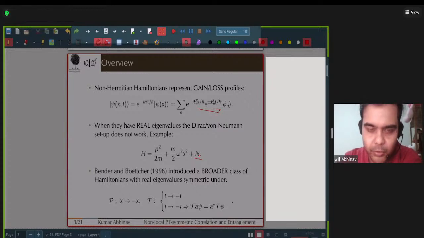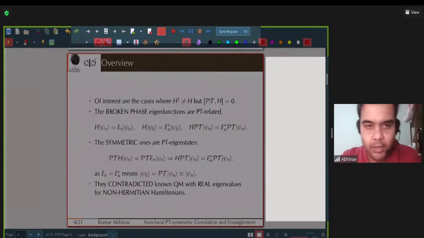And why does it have to be anti-unitary? You assume that if the energy of a system is positive, it should stay positive under fundamental transformations like time reversal. So the interesting systems are those which are not Hermitian but PT symmetric. All Hermitian Hamiltonians are essentially PT symmetric. So we want to look at the non-trivial ones, which commute with P and T but don't show Hermiticity. So there are two phases.